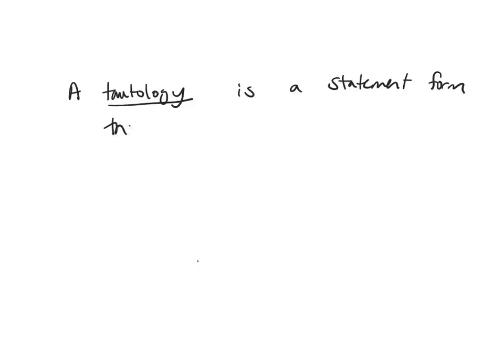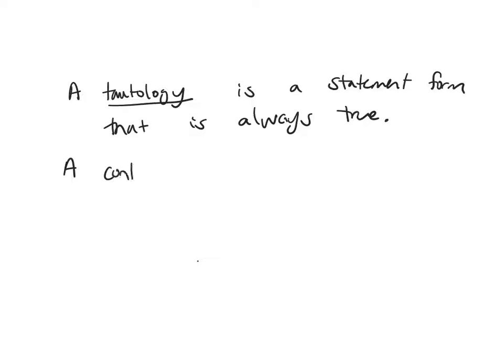All right, so tautology is a statement form that is always true. So if we looked at the truth table, the column would only contain T's in it.